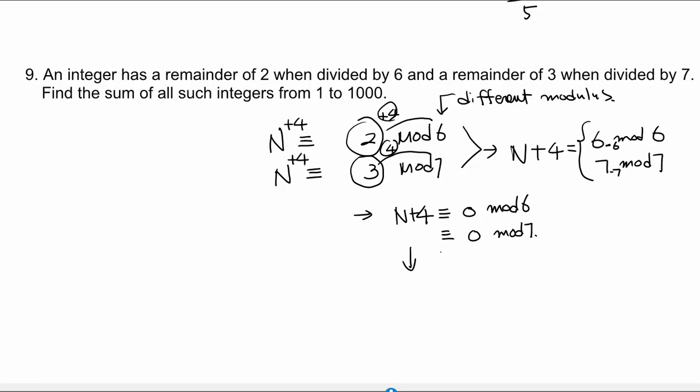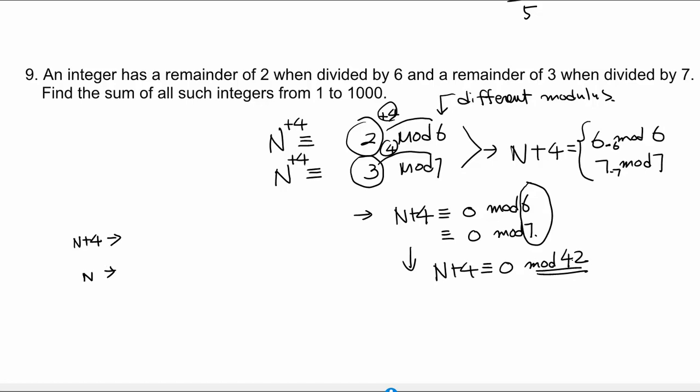That's right. Or you can use the LCM property. n plus 4 is 0 mod the LCM of 6 and 7, which is 42, right? That's the meaning. So first we're going to find n plus 4. This is the value of n.